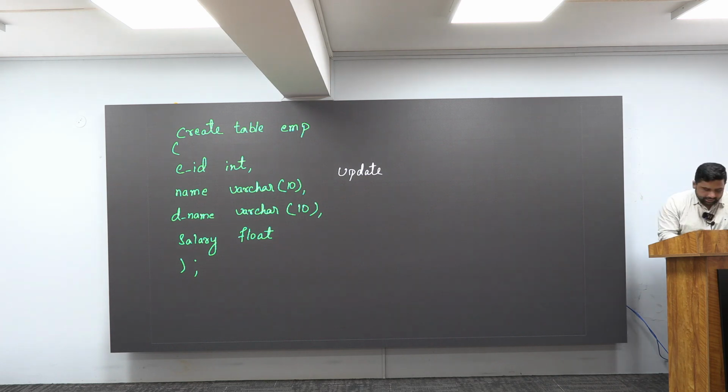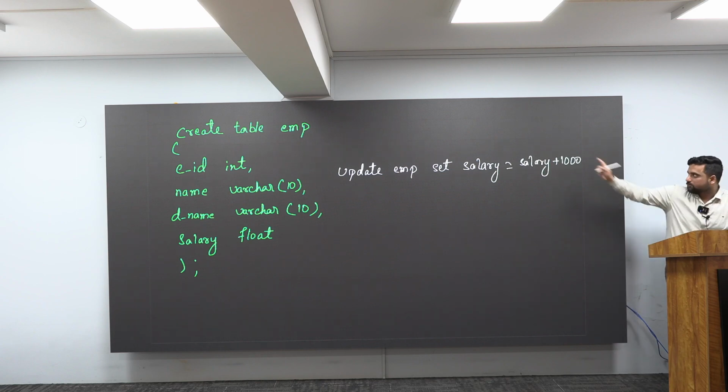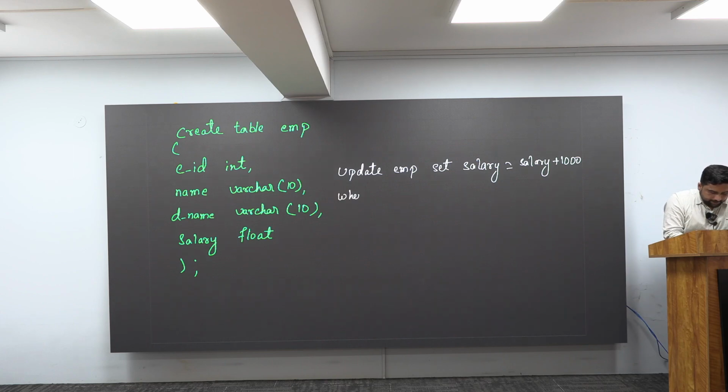Then we should put the table name. What is that? EMP. Then what should we put? The SET keyword we have to use. What are we setting? Salary we are setting, equal to whatever salary we have, to which we add 1000. After that, what do we use? WHERE department name equals sales.